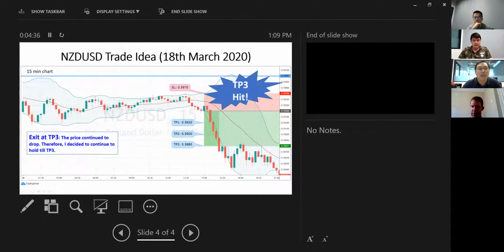It went up a little bit, and then it dropped all the way down to TP3 itself. This is a 15-minute chart, you can see it's actually outside of the Bollinger Band, because it's a very strong drop itself, and the one hour chart is still pretty good, the downtrend. So I decided to hold it and see how it goes, and actually it hits my TP3, and I'm just very happy to do that.